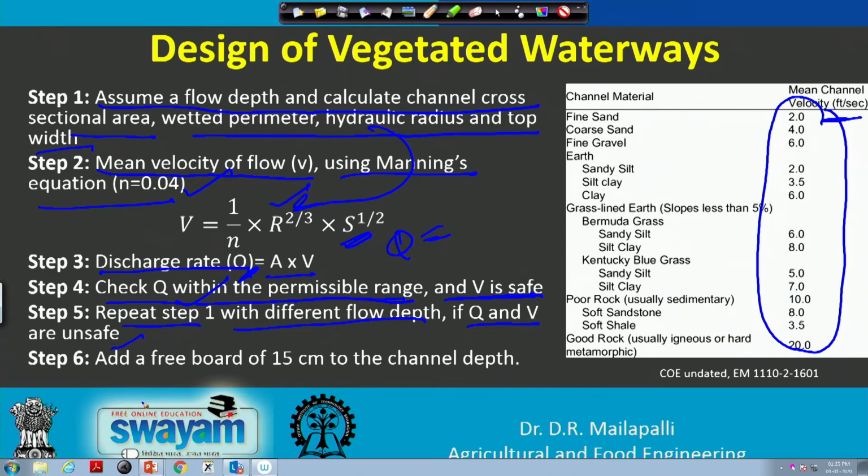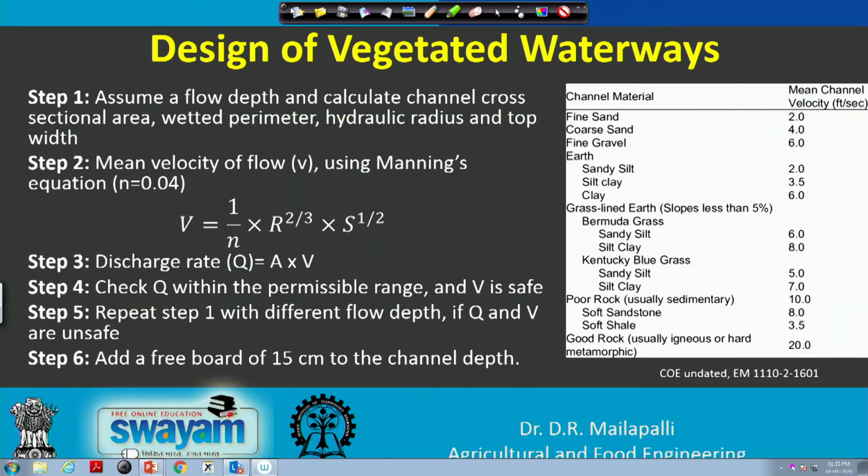So, you have to go back and adjust the dimensions and then redo the calculations, till you satisfy the V and Q. Once everything is done, I mean the design dimensions are done, you are going to add a freeboard of 15 centimeters to the channel depth. This is safe, in order to avoid any unusual rise in water depth.